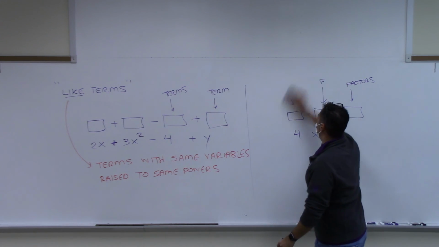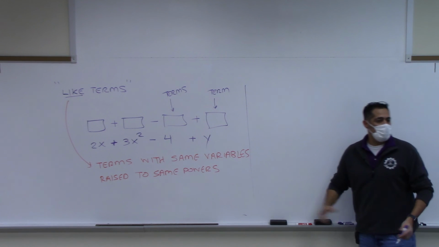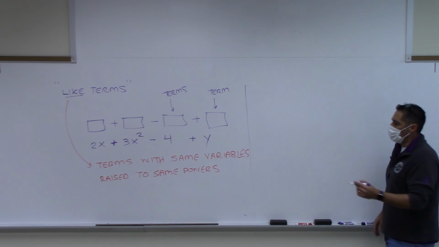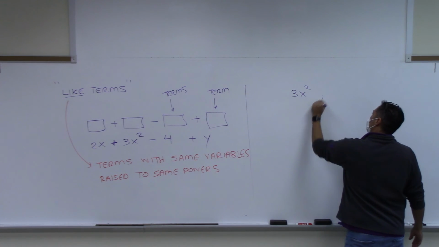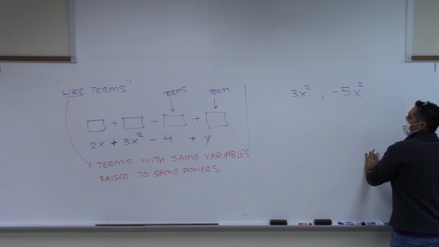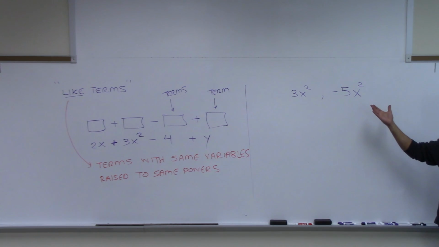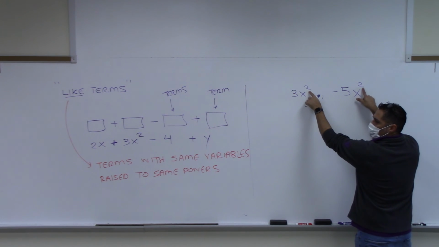So I'm going to give you some things, and you're going to tell me whether or not these are like terms or not. Right? So you're just going to give me a quick yes or no on this. So if I write 3x squared, and I write negative 5x squared, these are like terms, right? Yes. Because they both have the same variable raised to the same power.